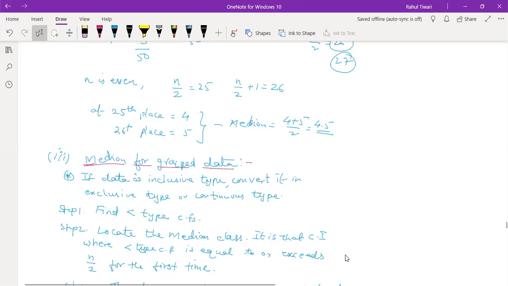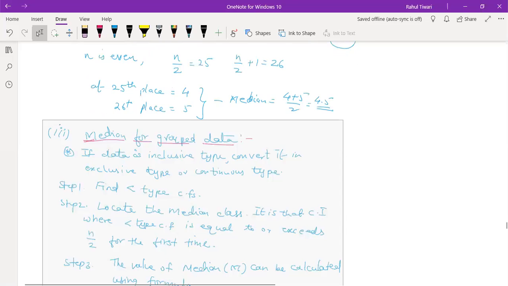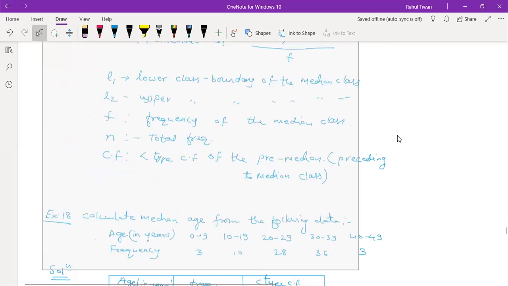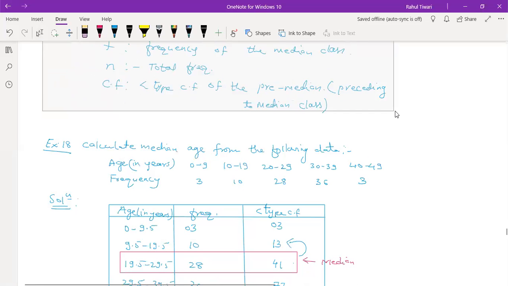You will get the same answer. You will get the same answer for quartiles. For P50, you will get the same answer.